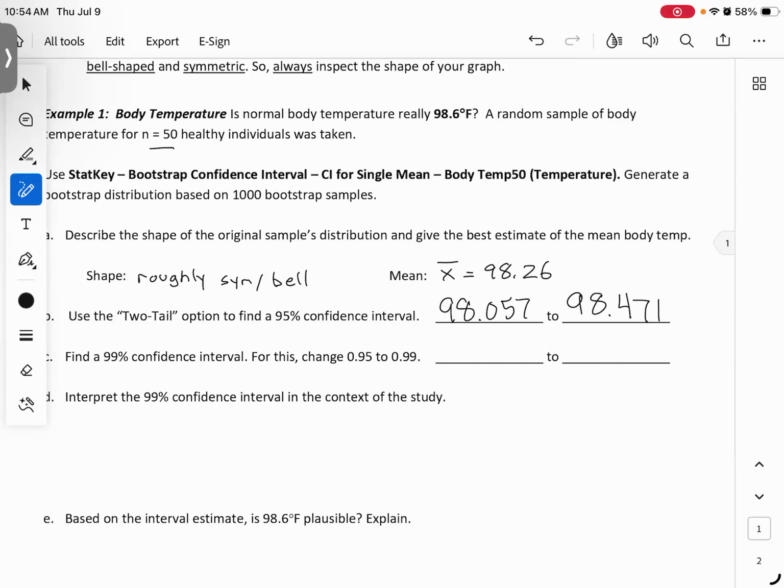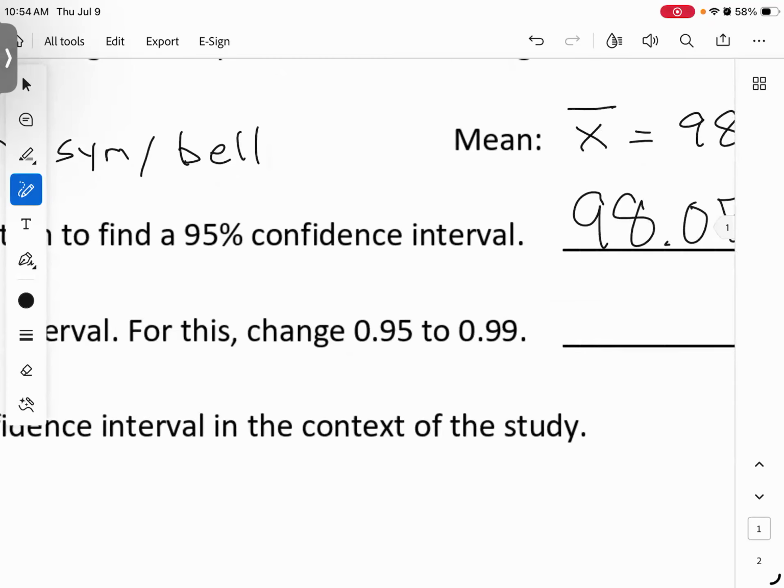But that was only with 95% certainty. So let's switch it to 99% certainty. All you're going to do is change the 0.95 in the middle to 0.99, and it'll widen it for you.